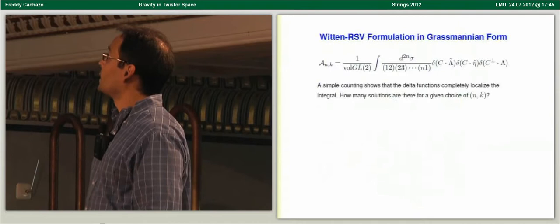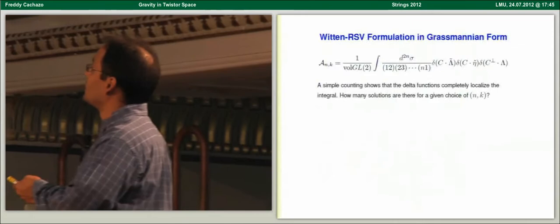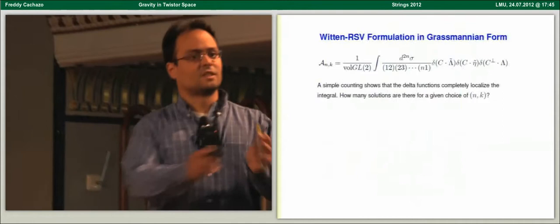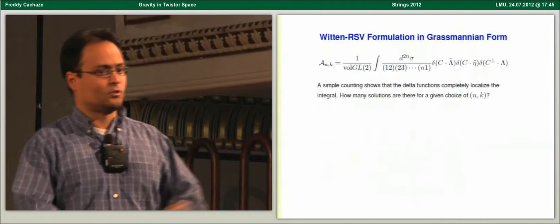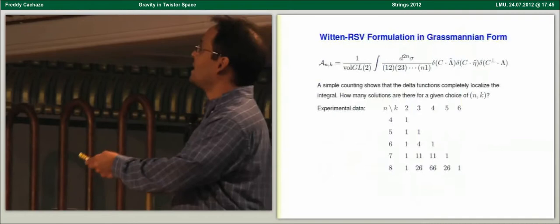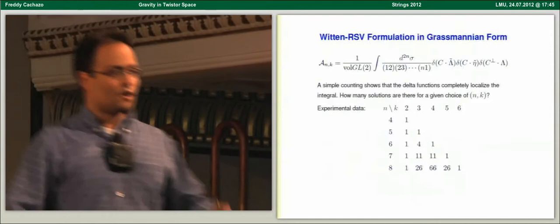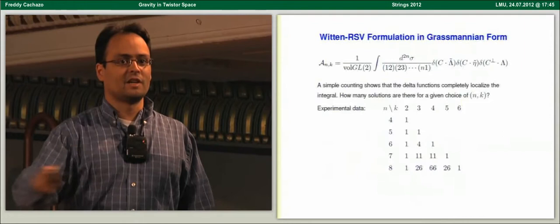Now, a simple counting shows that the number of delta functions completely localizes this integral. So this is not really an integral. You just have to compute the delta functions and sum over all solutions. But how many solutions are there for a given choice of n and k? Well, if you don't know the answer, what you do as a physicist is start gathering data. Here is experimental data. For n and k, here are the numbers. While I describe this slide, I would like to encourage you to add up the numbers in each row and see if you can find a pattern.